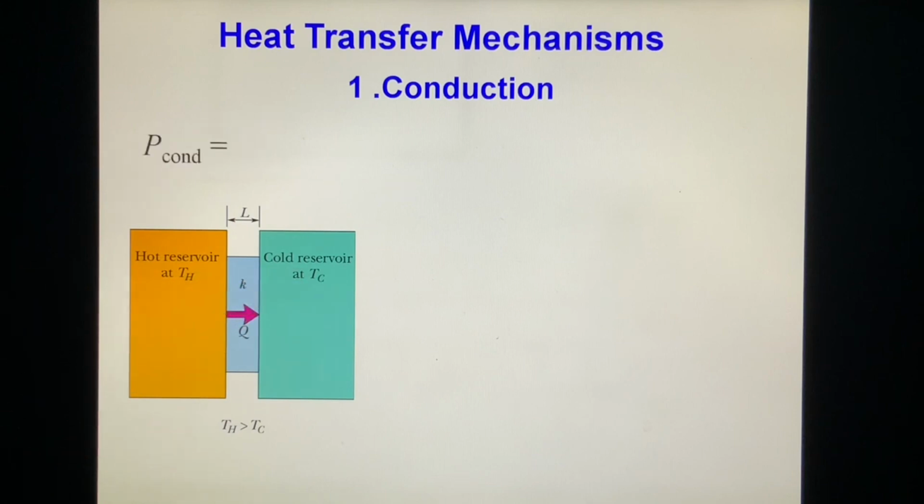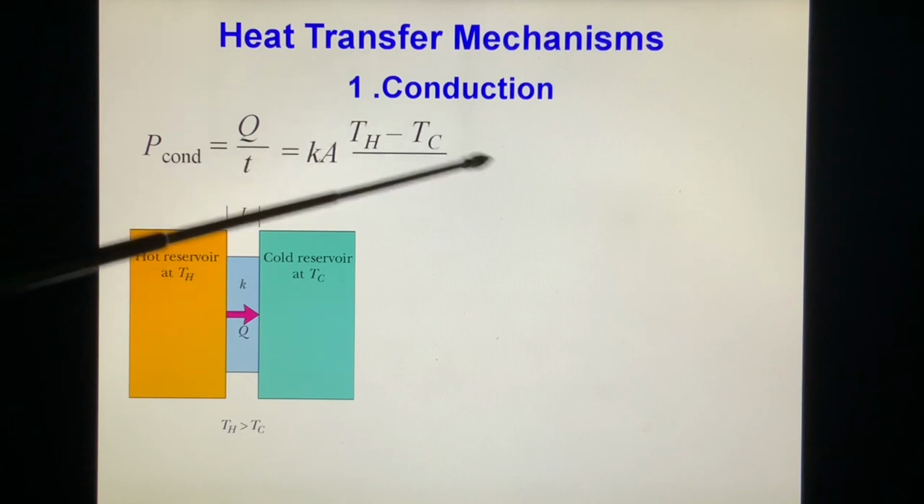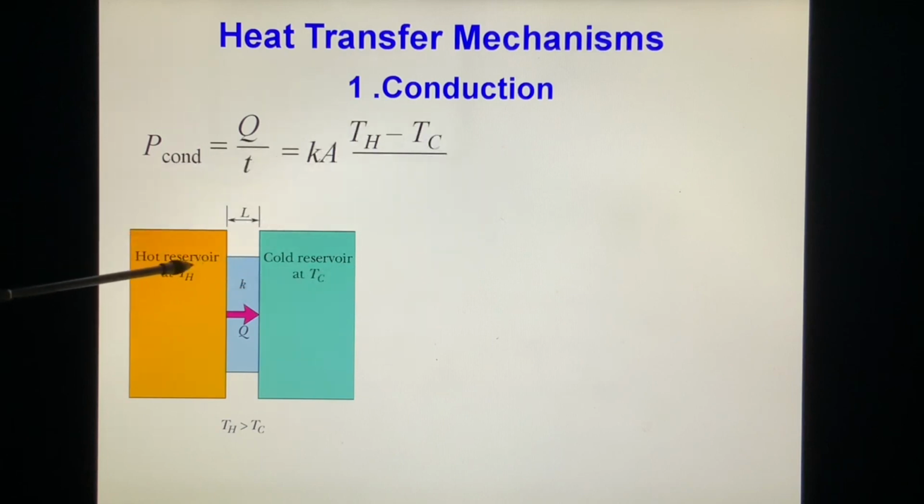We see the heat transmitted from this side to this side, passing through the slab. The heat conducted per unit time is P, equal to Q over t. It depends on the material, K, and the cross-sectional area, A. Definitely, the larger A, the larger Q, right? Also, it is proportional to the temperature difference, TH minus TC, and inversely proportional to its thickness L.